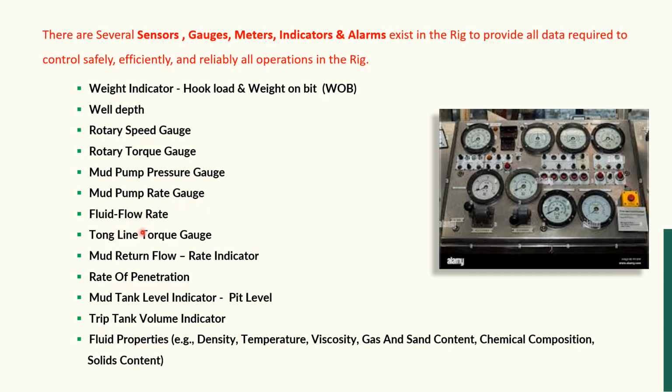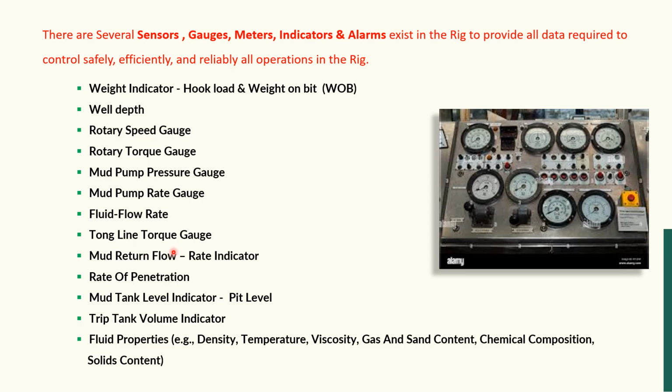Now this one is the fluid flow rate. This indicator gives the volume of the drilling mud passing through a pipe or channel in a specific amount of time. Okay, how much drilling mud or drilling fluid is passing through a line or any channel or any equipment.